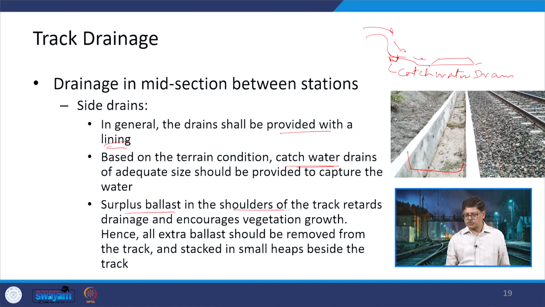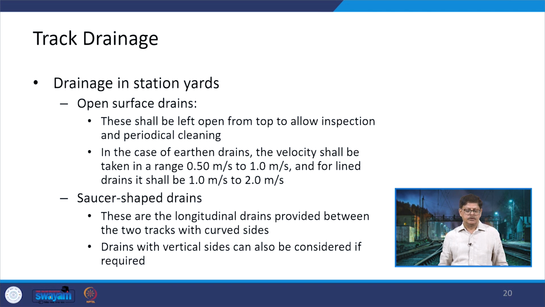Surplus ballast in the shoulders of the track retards drainage, and there is also a possibility that vegetation can grow in that area. So, it is better to take out that extra ballast, and the stacking shall be in small heaps beside the tracks. Then in the case of the station yards, we can have open surface drains as we just talked about. They can be open from the top to allow inspection as well as cleaning.